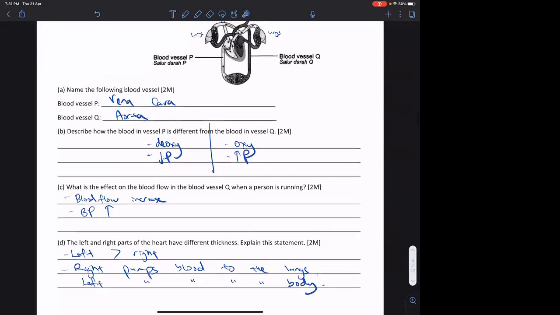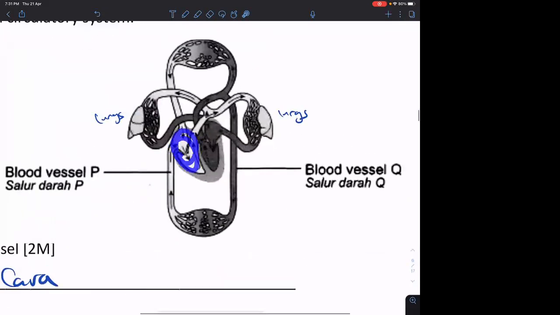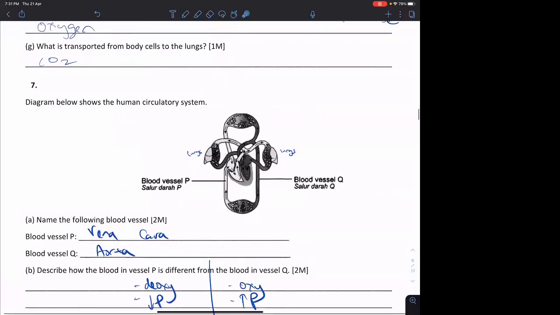If you look at the diagram here, your right side only pumps to the lungs. The lungs are very close, so you don't need high pressure. But the left side needs to pump to every part of the body. So that's why they need such a high pressure to make sure the blood can really reach every part of your body. That's why you need a high pressure here. So the stronger your heart is, the better your left side is, the more they can pump to different parts of the body.